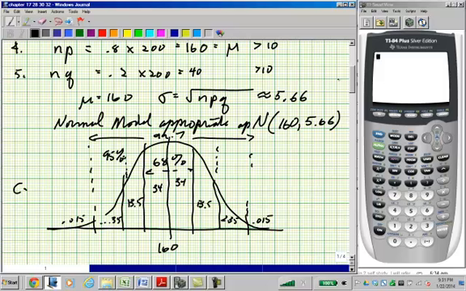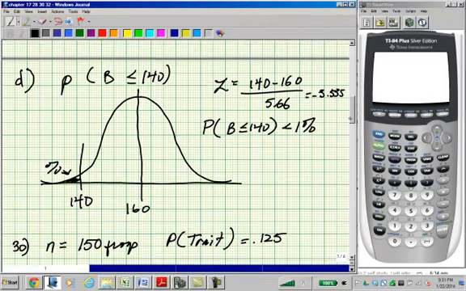Now they asked us to spell out the normal model. So 160 is in the middle, and then you would add plus 5.66, plus 2 times 5.66, plus 3 times 5.66 for 1, 2, and then 3 standard deviations. This is minus 1, minus 2, and minus 3. So it'd be minus 1 times 5.66, minus 2 times 5.66, minus 3 times 5.66. And so again, it's a 68, 95, 99.7 distribution of probabilities.